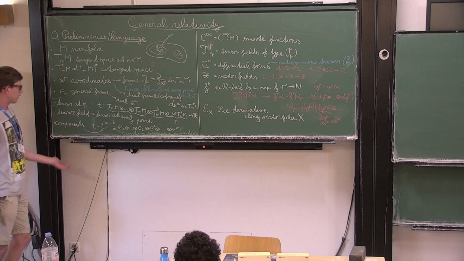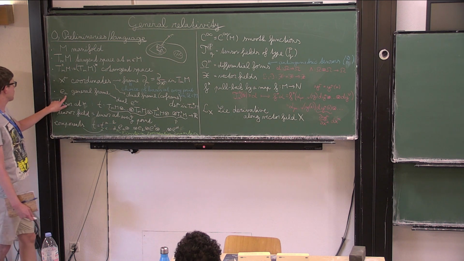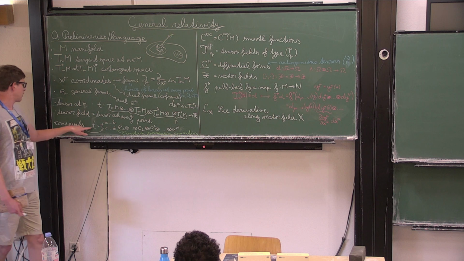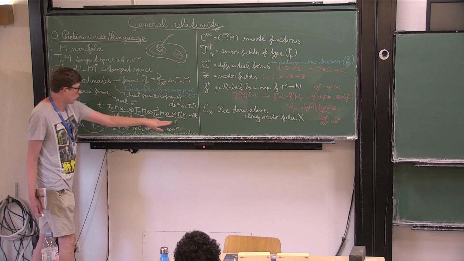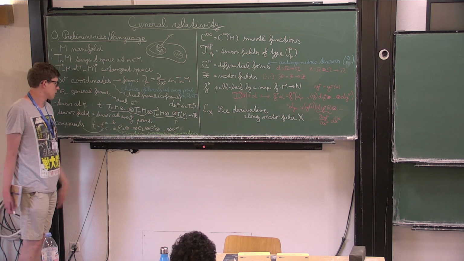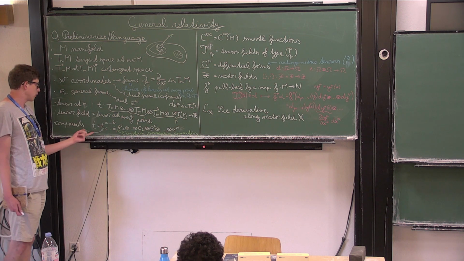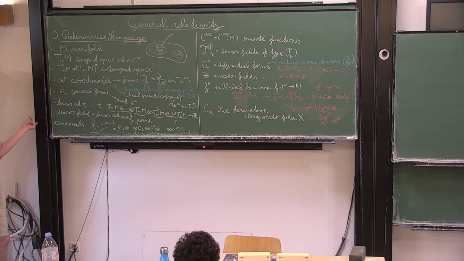And the components of that: if you pick any frame, then you can write a basis of such things, written like this, using some tensor products, and the coefficients that stand in front of it are what I will call the components of the tensor.